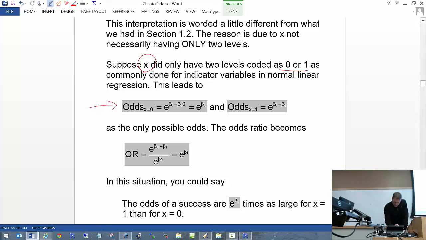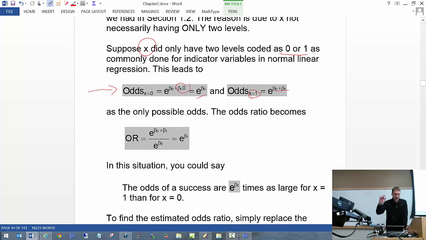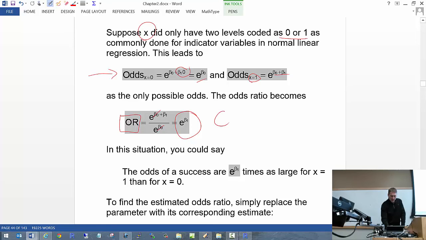Notice if I look at the odds when x is equal to 0, look what happens. 0 times beta 1 is, of course, 0, so I have just e to the beta 0. When x is equal to 1, then I have beta 0 plus beta 1. Let's take the ratio of the two to calculate the odds ratio. Beta 0s fall out, and I'm left with just e to the beta 1. This is equivalent to saying c equals 1, which makes sense. If x is equal to 0 or 1, you can only have a c equals 1 unit increase.